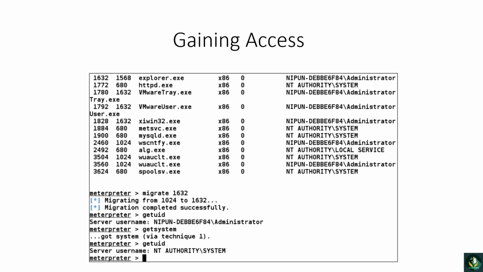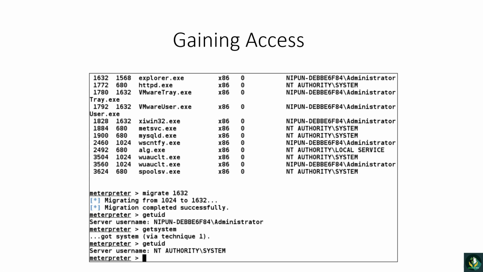So how can we achieve this? As you can see, we're going to migrate to explorer.exe, which is this process ID. So just type this one, and it will be migrating from 1024 to this one. After that, just type getuid, which will get you the server username, which is this one, and then getsystem, which will get the system using technique one, and then again getuid, which will get you NT AUTHORITY\SYSTEM.